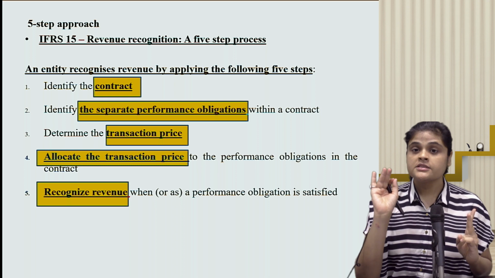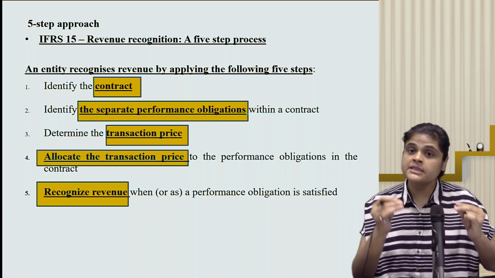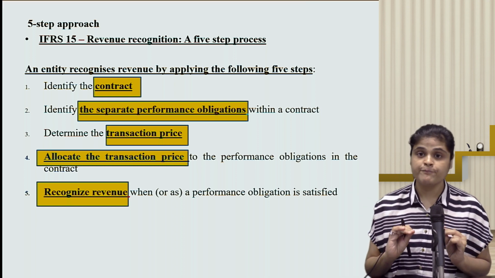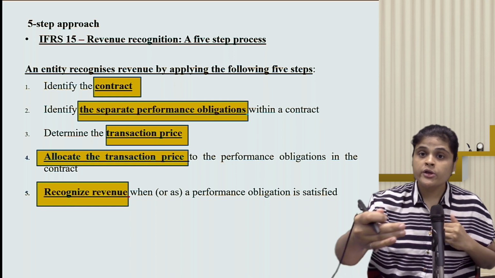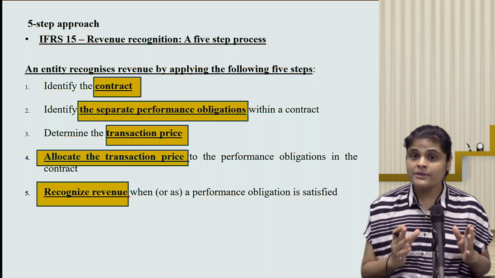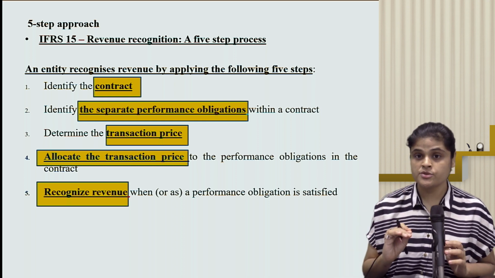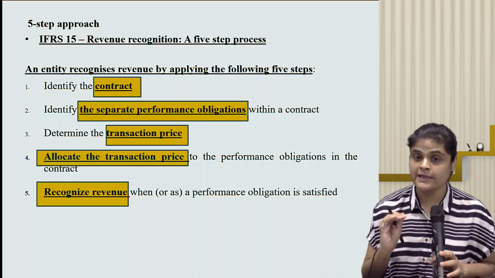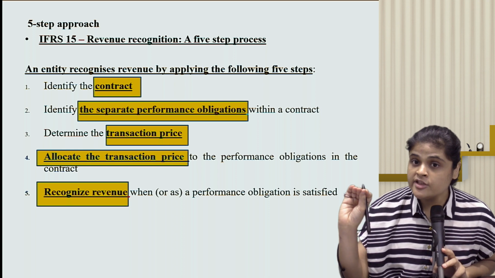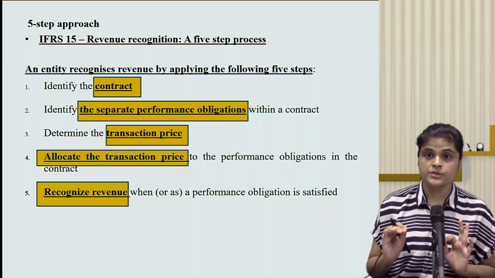Step number 2, the seller will have to identify what is the promise, what is the deal, what are the goods or the services we need to provide to the buyer. Step number 3, what is going to be the transaction price between them. Once we identify the transaction price, we need to allocate the transaction price to the goods and services separately. And finally, the time when we record revenue is when we have fulfilled our performance obligation.